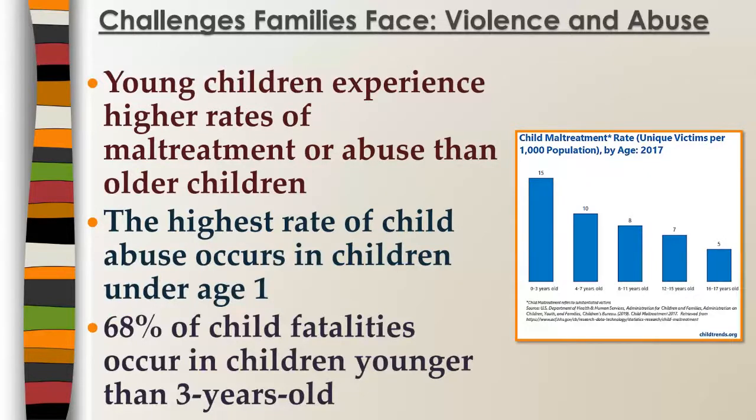Now, the younger a child is, the higher their rates of abuse. So young children experience higher rates of maltreatment and abuse than older children. The highest rate of child abuse occurs in children under age 1. And 68% of child fatalities occur in children younger than 3 years old.